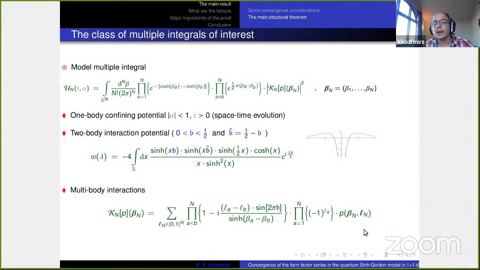So first of all, the integral is well defined for any beta a and beta b because, as I said, the two-body interaction has a double zero at beta a going to beta b. So this kills the poles present in the K_n of p. And further, K_n of p is basically a bounded function of the betas. The w is a bounded function. E to the half of w is also a bounded function. So then the convergence of the integral is ensured by the very strongly decaying potential at infinity. Okay, and now the question is, how does all this behave in the large n limit?